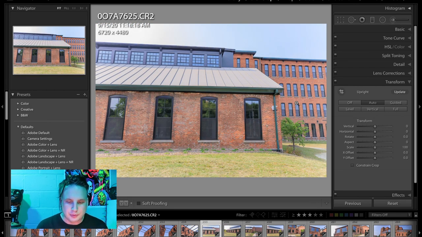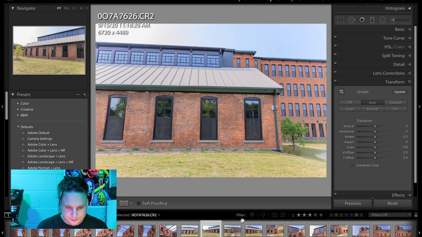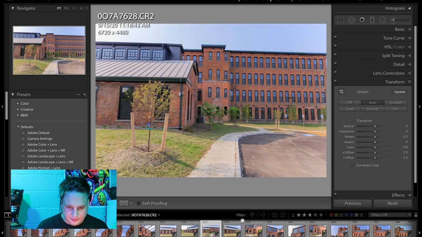Now I'm going to continue my way working around the building. So we were standing over here. Then we went into here. This is where that glass box is. It's behind this building. And now we're walking around the front. See what we can get.